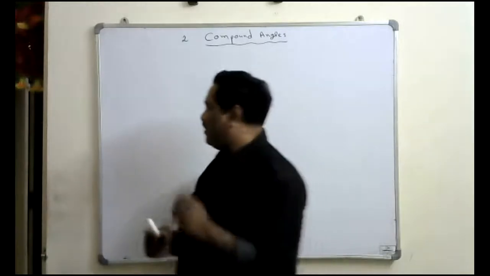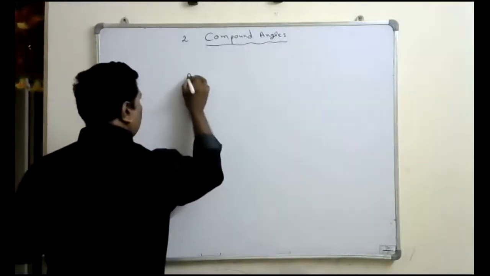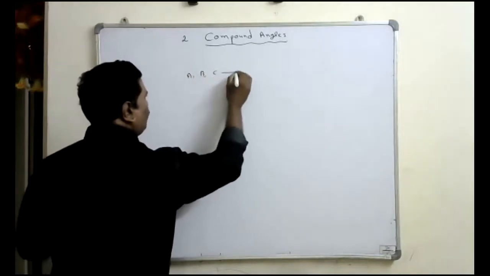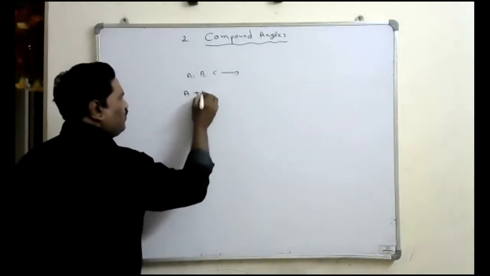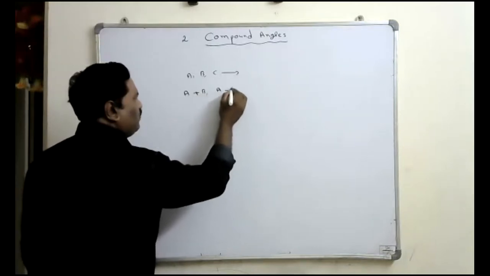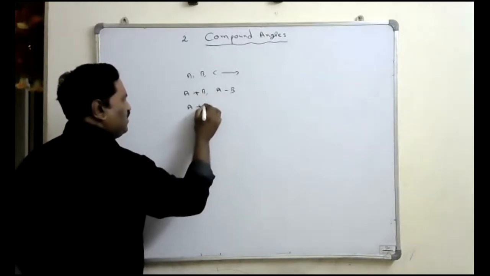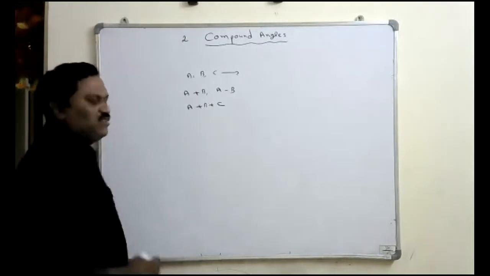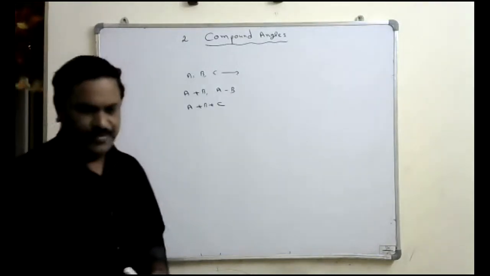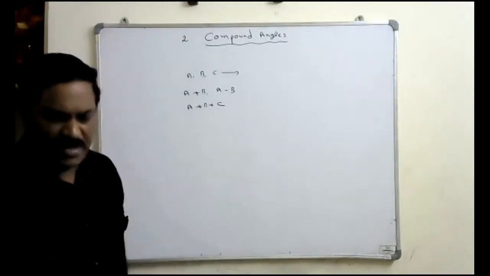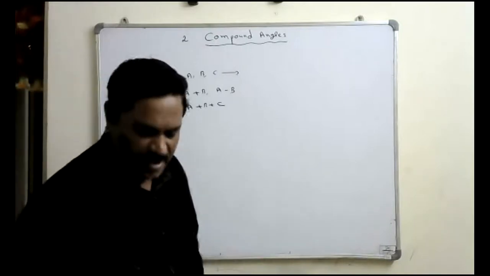That's why if A, B, C are any angles, then the angles A plus B, or A minus B, A plus B plus C, etc. are called the compound angles. A plus B, that is the summation of the angles, is called the compounding of the angles.